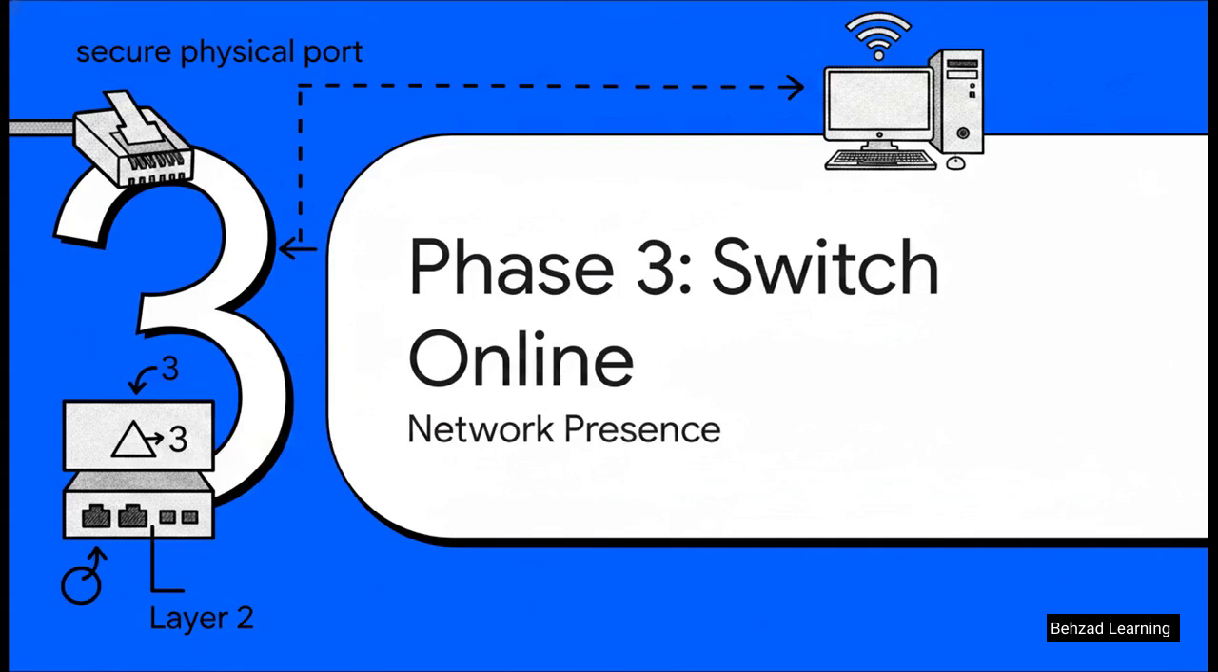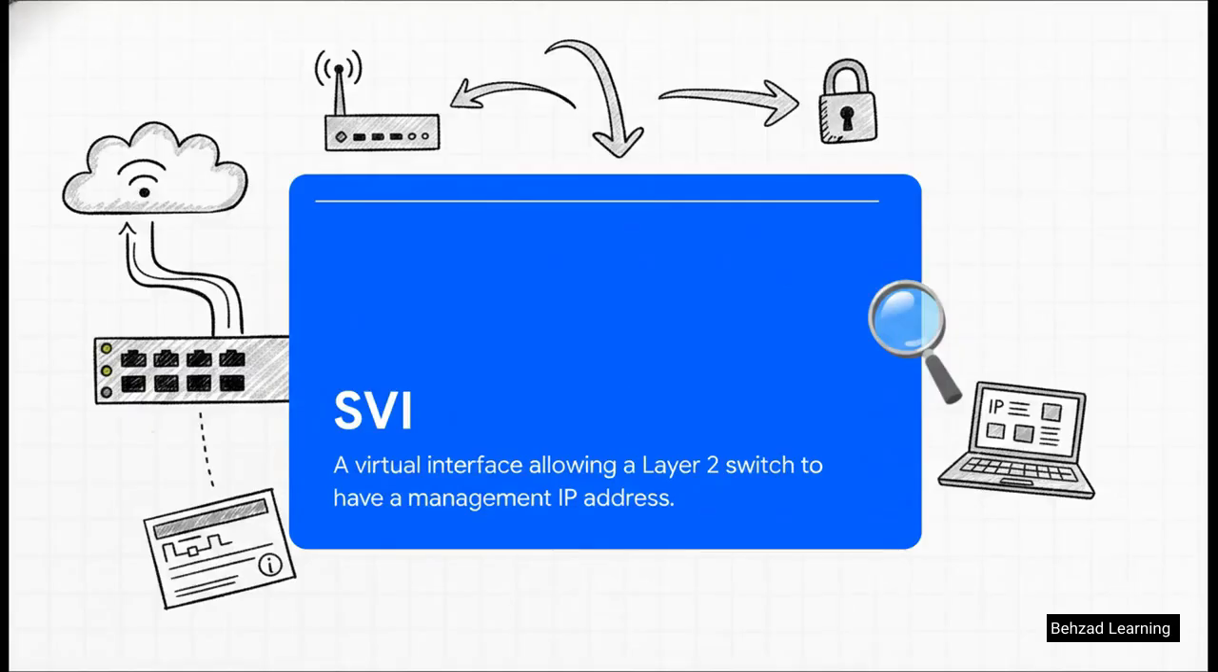Okay, the physical port is secure. Awesome. Let's move to phase three, bringing the switch online. It's time to give this layer 2 device a proper layer 3 presence on our network so we can actually reach it from our desks.